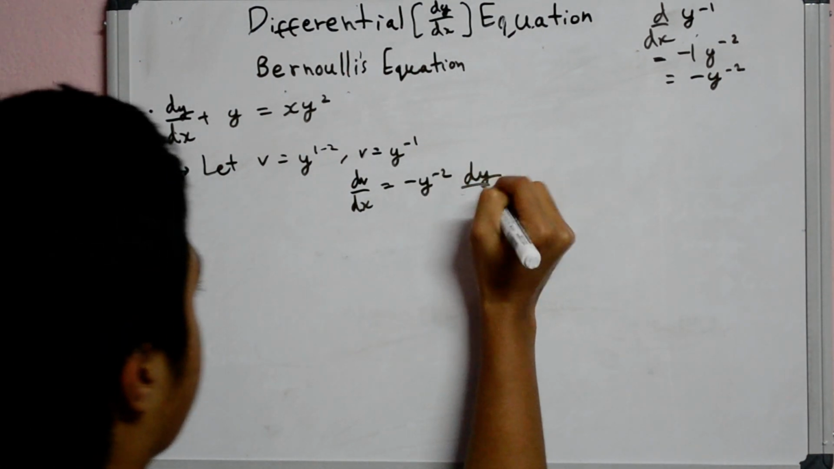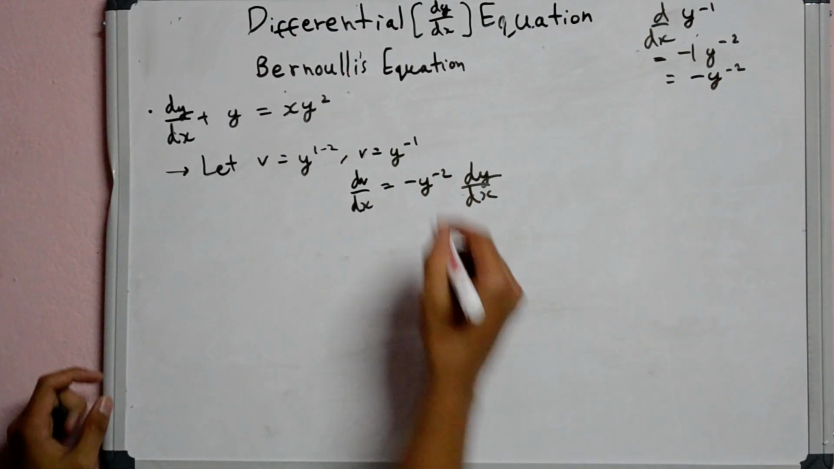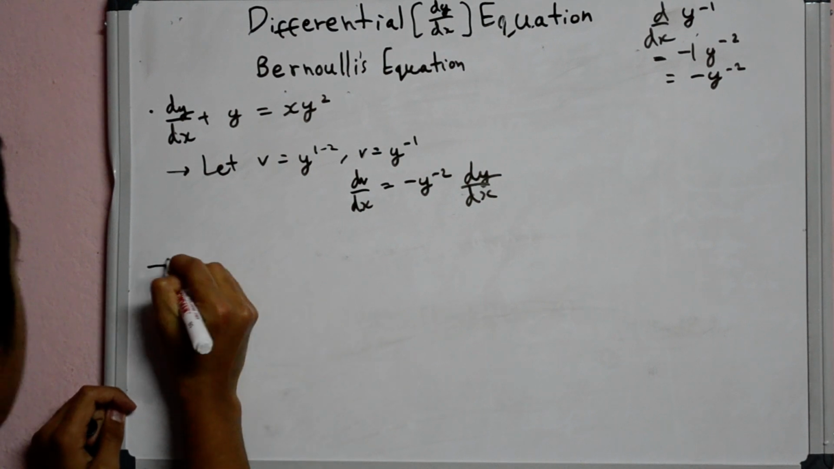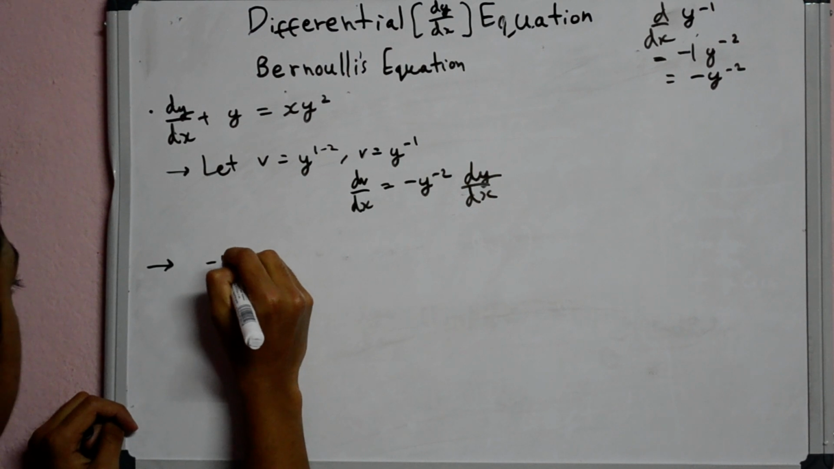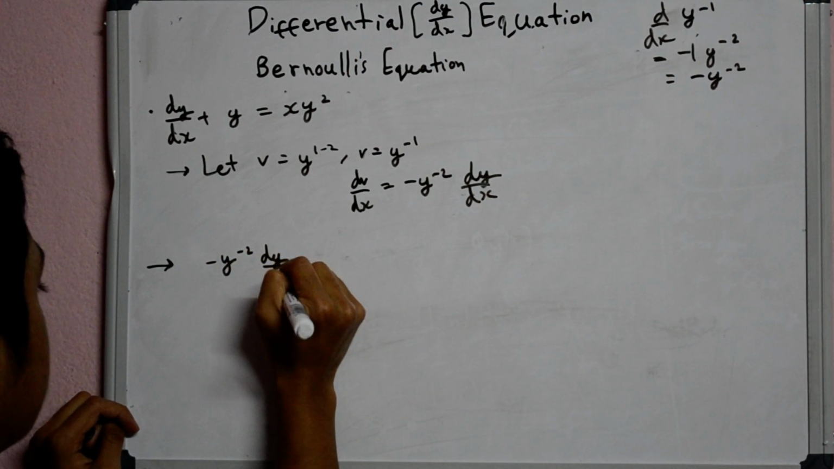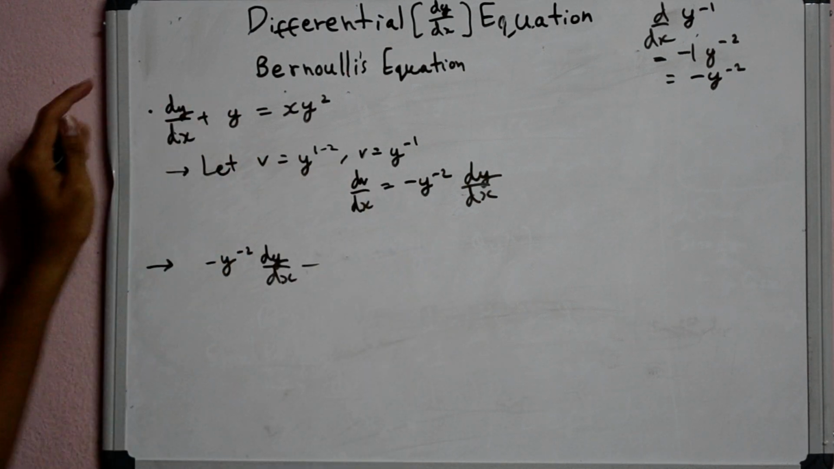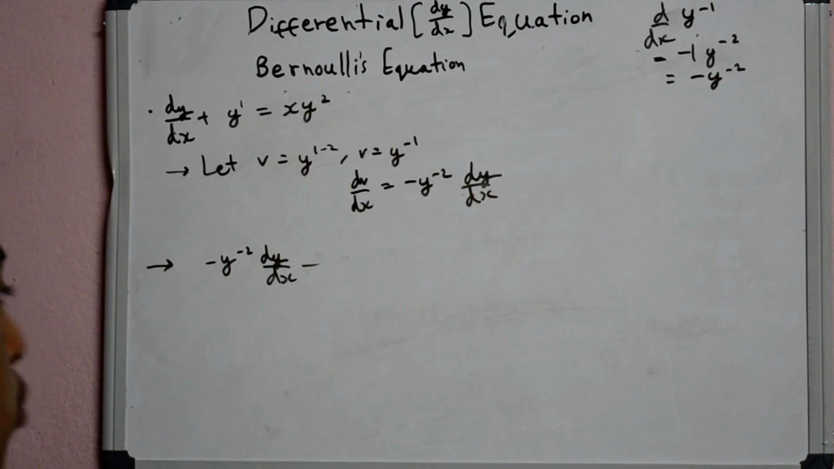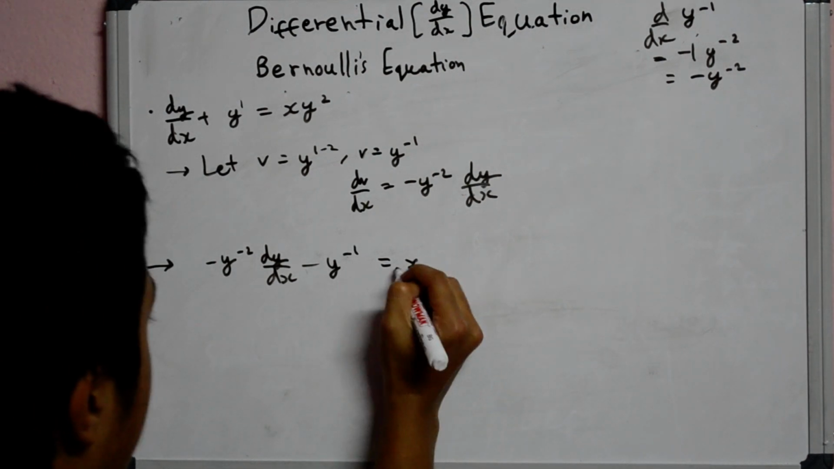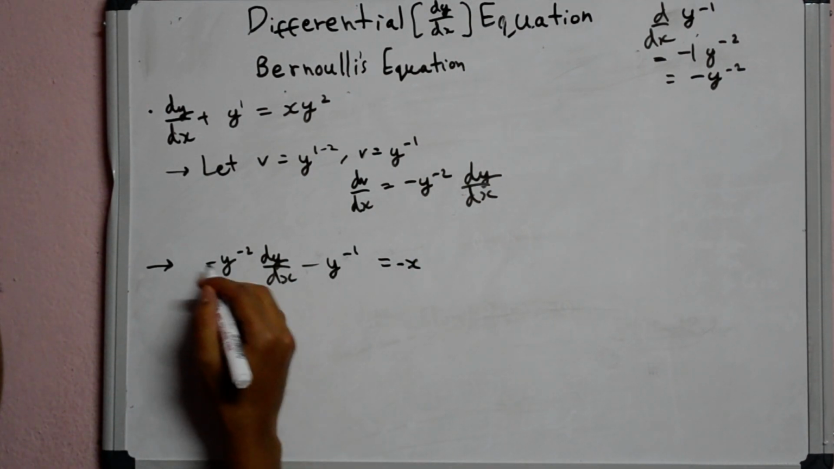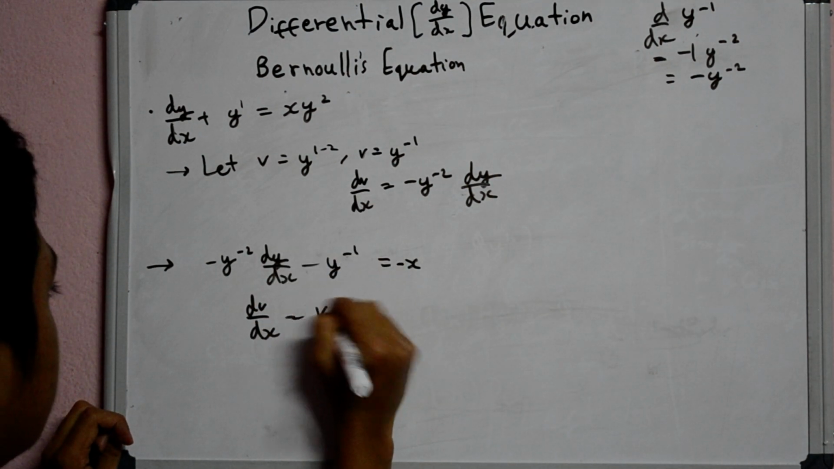And using the chain rule, dy/dx. Now here the coefficient is minus y to the power minus 2, so let's multiply that here. If we do that, this becomes y to the power minus 2 dy/dx plus, well, it will be minus y to the power 1 minus 2, which is y to the power minus 1, equals x minus x. So here this whole part is dv/dx minus this is just v, which equals minus x.